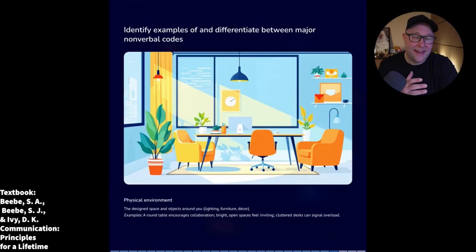Physical environment is the design, space, and objects around you. For example, lighting, furniture, and decor. A round table encourages collaboration. Bright, open spaces feel inviting. Cluttered desks can signal overload.